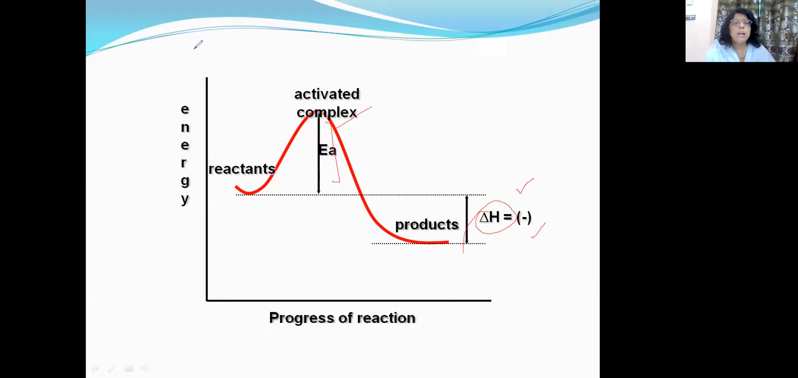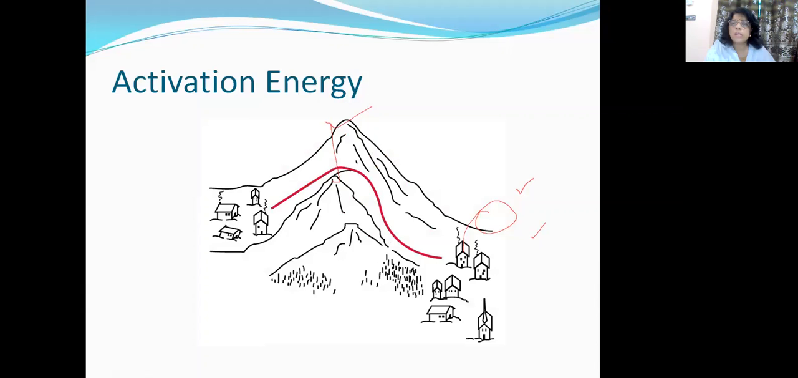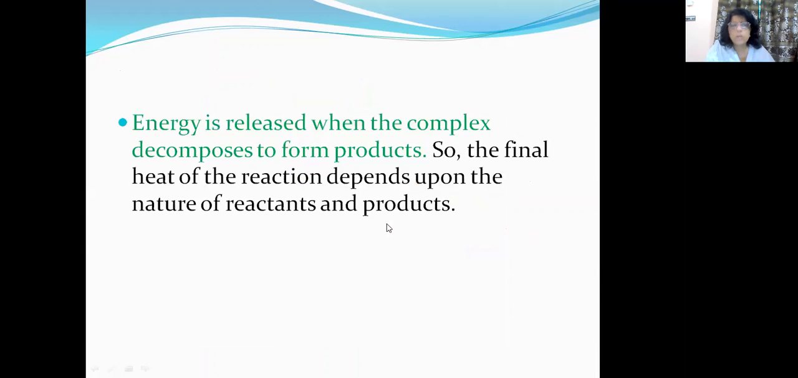Children, now you must come to know where delta H is coming from. We always observe that in front of the reaction it is always written as delta H. So any reaction can be explained on the basis of the Arrhenius equation. If we go through the mechanism of the reaction, it is observed that the energy is released when the complex decomposes to form the product. So the final heat of the reaction depends on the nature of the reactant and product.